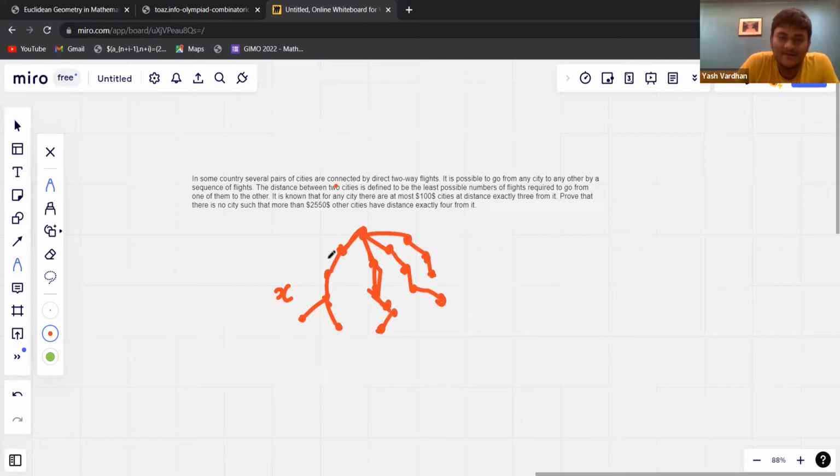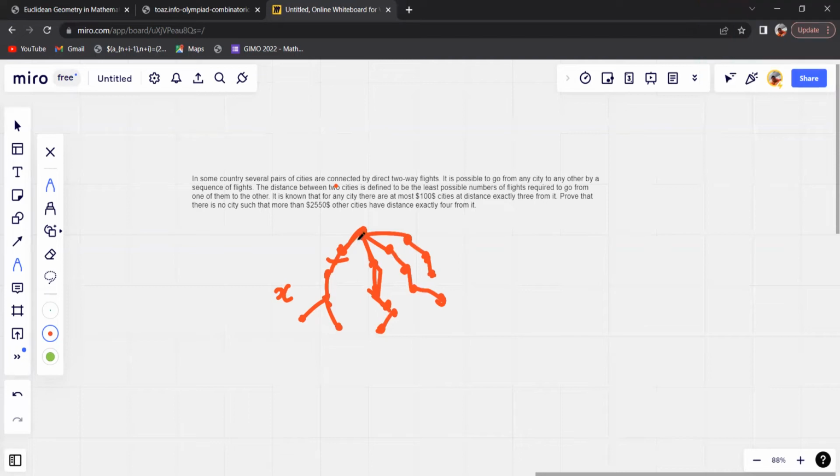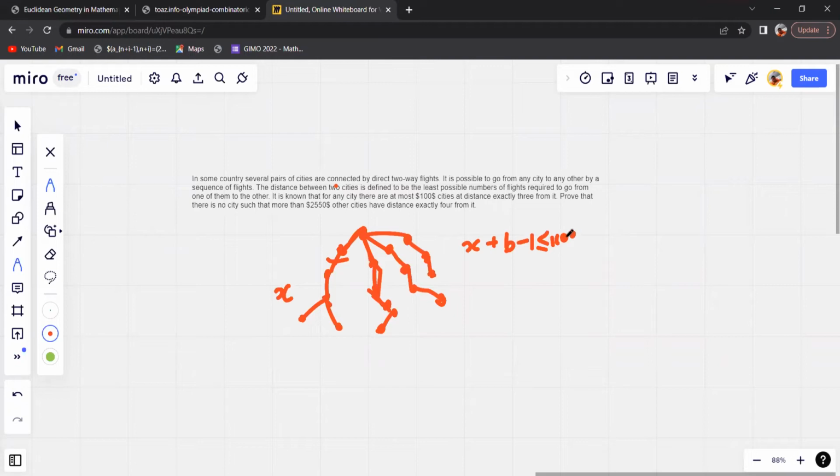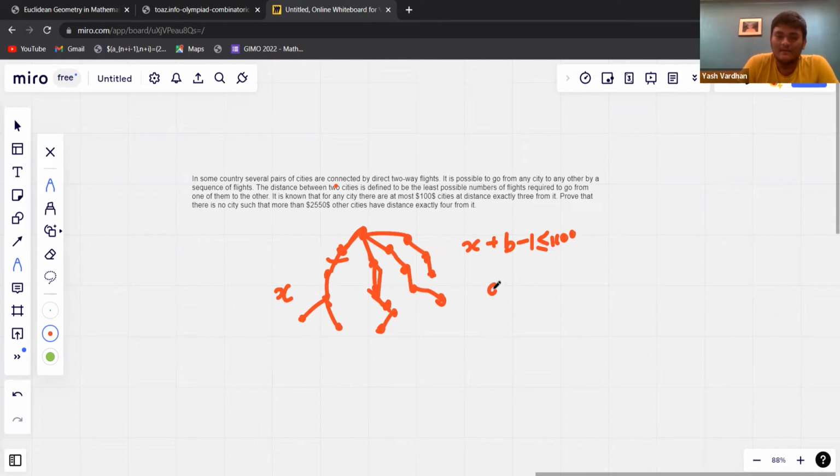The idea is essentially to consider this vertex only, but that 100 is weak. Look at more vertices that are distance 3 from it. Yes, the distance 4 vertices, these other x minus 1 are also distance 3 from it, right? So we'll have this bound that x plus the number of branches, basically b, minus 1 is less than or equal to 100. And then this pretty much finishes it.